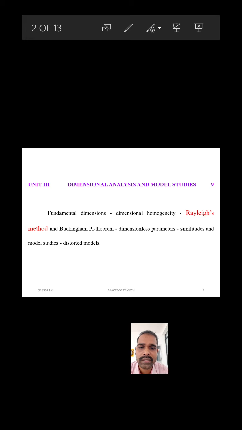In the third unit, in the first class we discussed fundamental dimensions. After that we discussed dimensional homogeneity. Now we are in the process of learning Rayleigh's method. It comes under the method of dimensions, in which Rayleigh's method and Buckingham Pi theorem are there. But in today's lecture we are going to see about Rayleigh's method, right?